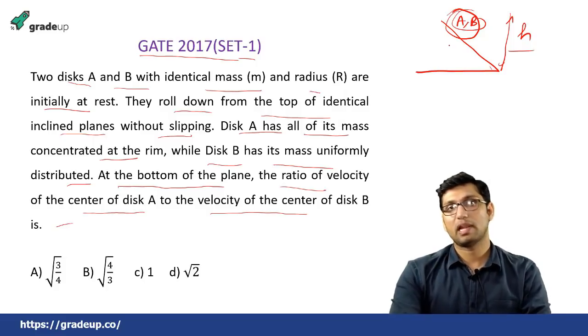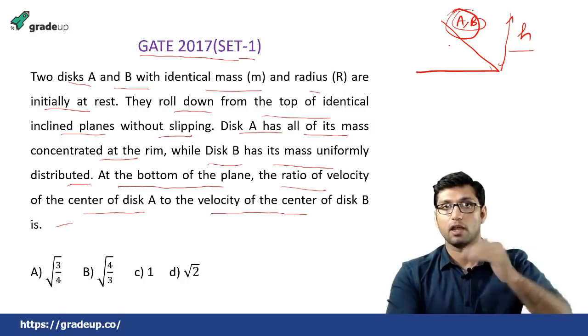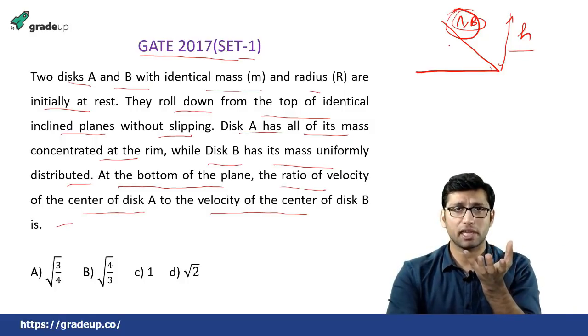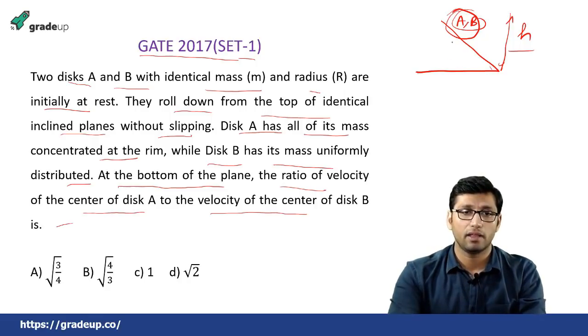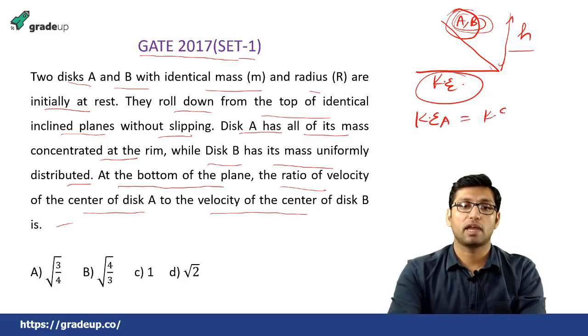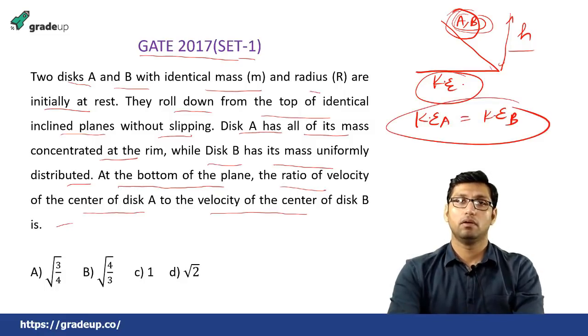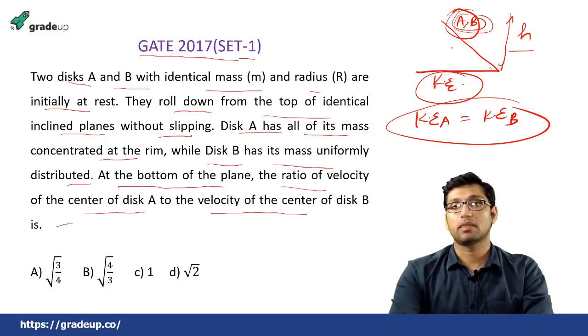Now what will happen if some body is falling from some height? Initially it will have some potential energy, but as soon as it falls from this height, this potential energy will be converted into kinetic energy. And the kinetic energy of body A will be equal to the kinetic energy of body B, because they are falling from the same height.